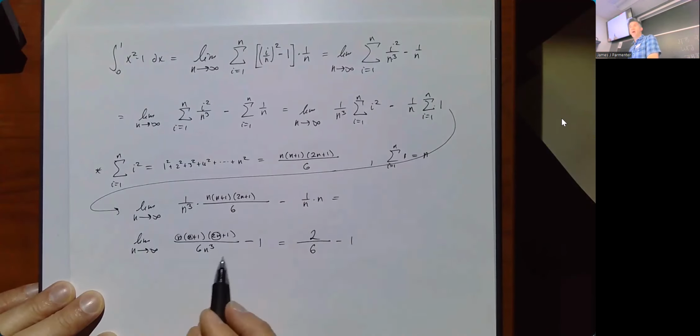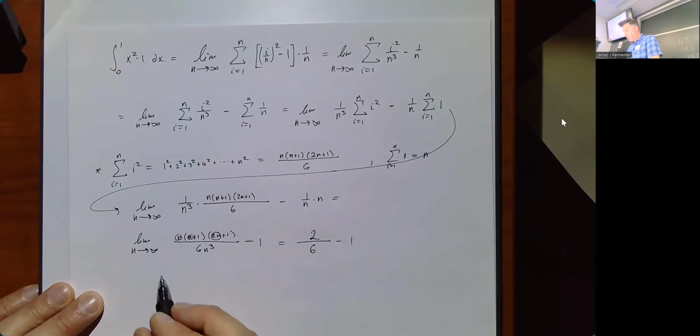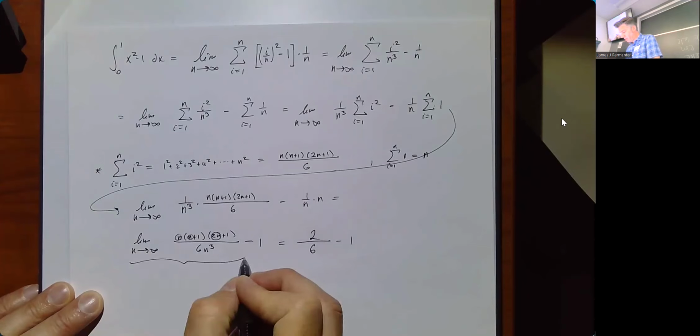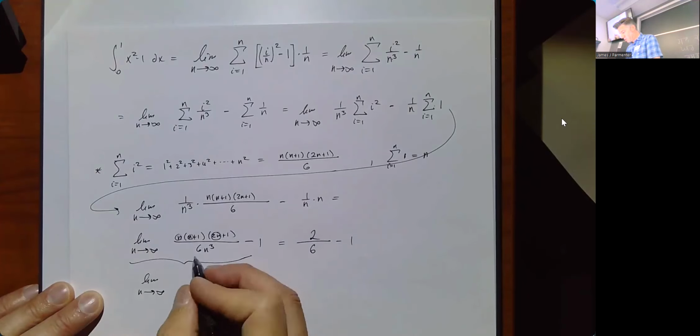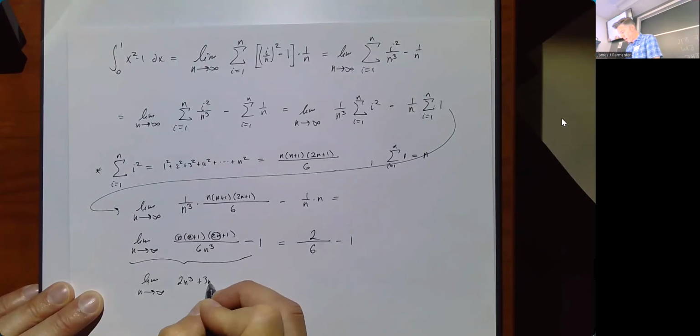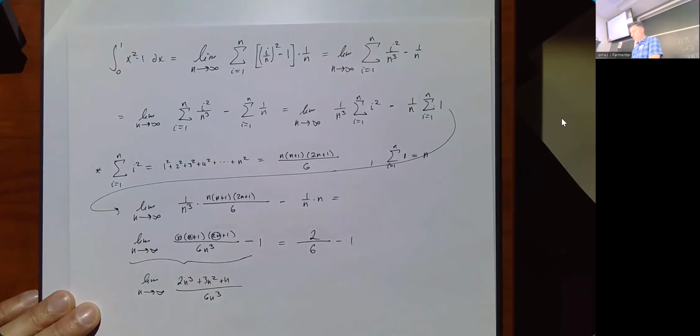If you did multiply this out, again, I don't want you to have to because it's not necessary, but I'll point out that this part would be the limit as n goes to infinity of 2n cubed plus 3n squared plus n all over 6n cubed. And then you'd say, oh yeah, the highest power is the same on the top and the bottom, so I can just take the quotient of the leading coefficients, which is 2 over 6.